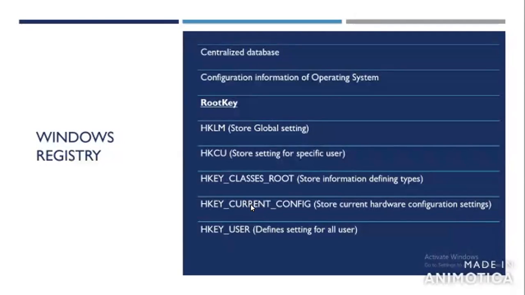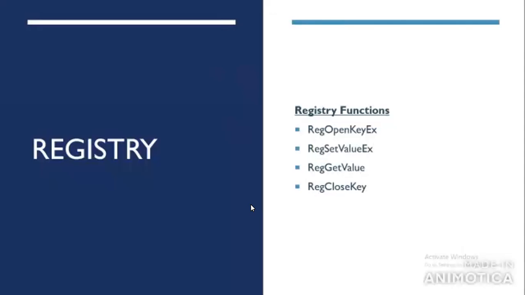I'm not taking much time to go through it. So HKLM is used for storing the global settings, whereas HKCU is used to store settings specific to the current user. HKEY_CLASSES_ROOT is used to store information defining types. HKEY_CURRENT_CONFIG stores the current hardware configuration settings, whereas HKEY_USERS defines settings for all the users.